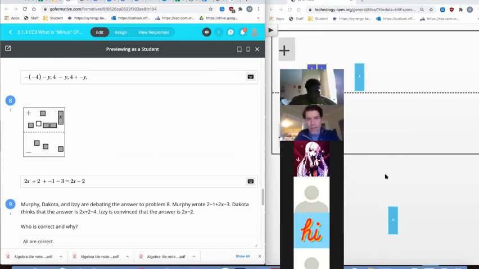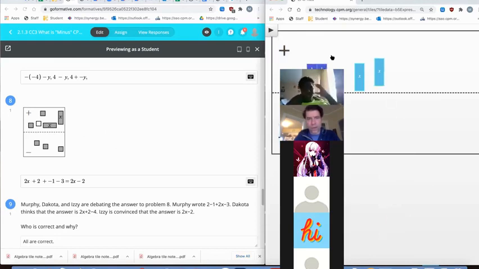So 8 says there's 2x, there's a negative x, there's 1 on the bottom, and then I have 2 more. Two more on the bottom. I'll move these ones down. So this is what problem 8 looks like.